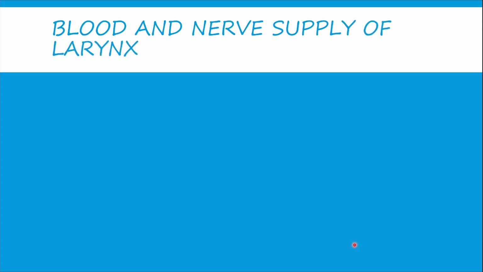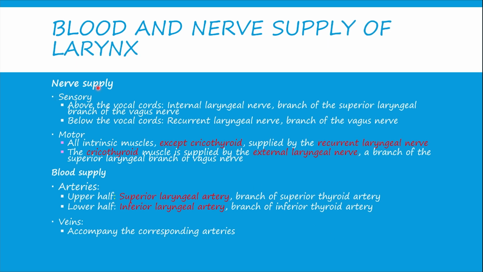There are also blood and nerve supply. For the nerve supply, there is sensory and motor. The sensory above the vocal cords is the internal laryngeal nerve, a branch of the superior laryngeal branch of the vagus nerve, and below the vocal cords there is the recurrent laryngeal nerve, a branch of the vagus nerve.